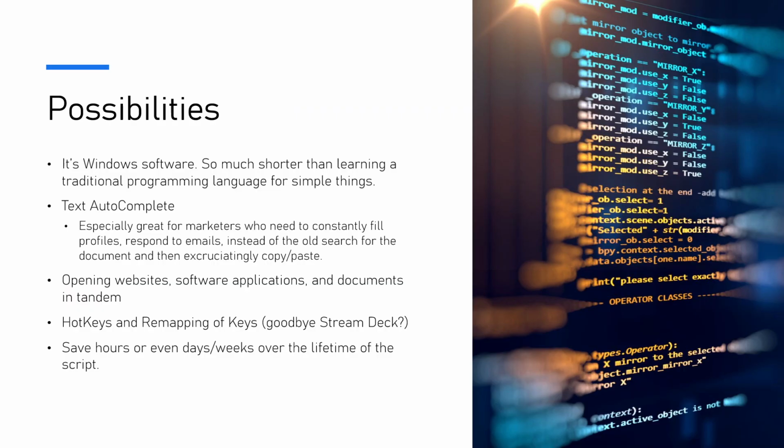The possibilities. Well, first, it's Windows software. It's easy to learn, so much shorter time than learning a traditional programming language, such as Python, for simple things. We can do text autocomplete, which is a killer feature of AutoHotKey. It's especially great for marketers who need to constantly fill profiles, respond to emails, instead of the old search for the document and then excruciatingly copying and pasting.